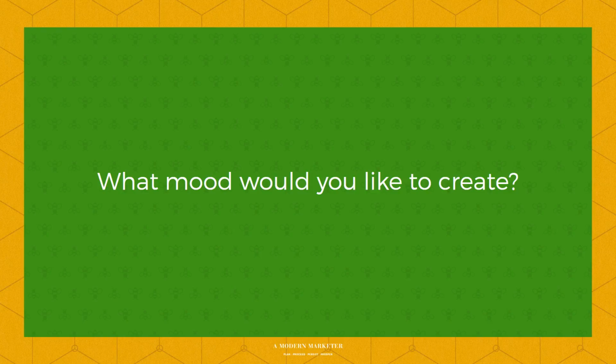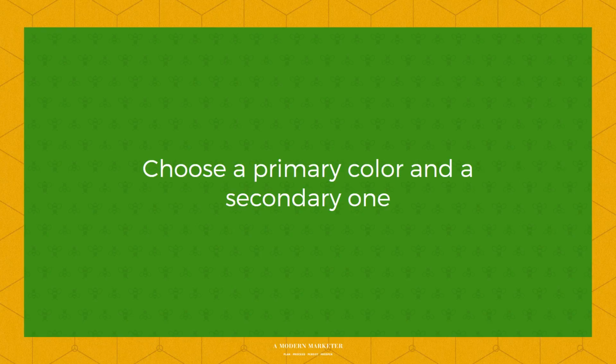And I'm getting a little bit ahead of myself here, but what mood would you like to create, right? Start thinking that and start asking yourself that question. And a little action taking here. Start thinking of the colors you want to use, right? With that mood. Pick a primary color and a secondary one. Colors, it's good to get them to dance together.